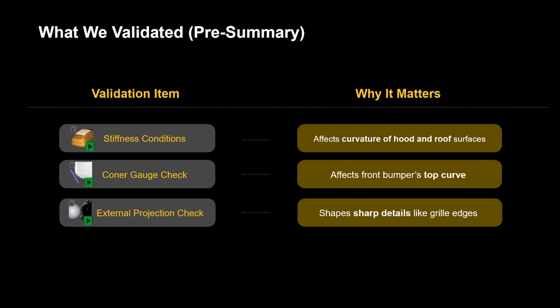Second, the corner gauge check. This is part of a regulation for pedestrian protection. It often forces changes to the top curve of the front bumper, especially if it's not considered early on. And those changes can be quite visible.